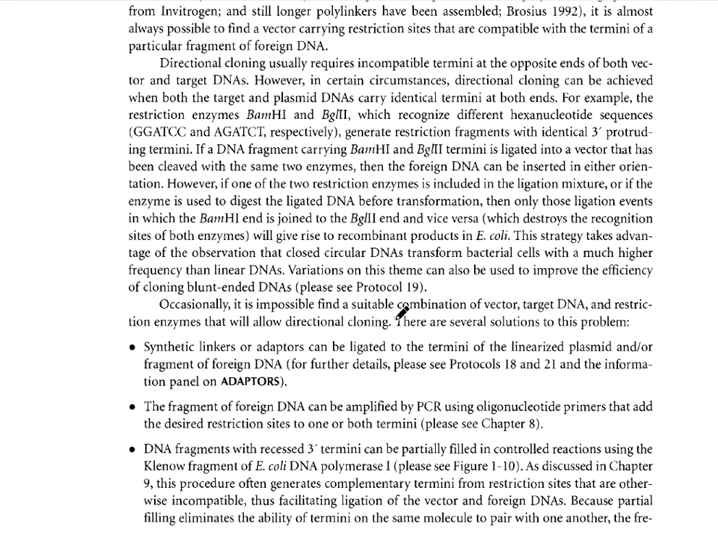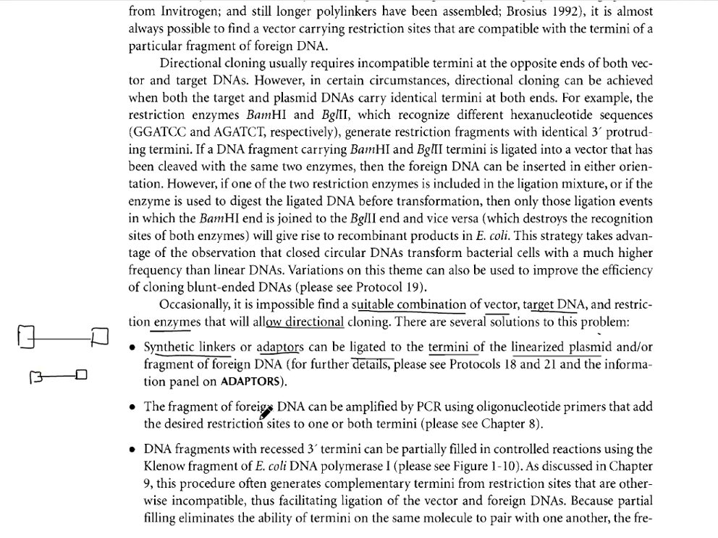Sometimes it is impossible to find a suitable combination of vector, target DNA and restriction enzymes which will allow directional cloning. So there are several solutions to this problem. What are the several solutions? We need to use synthetic linkers or adapters. This synthetic linker or adapter can be ligated to the termini of the linearized plasmid. When the plasmid is once linearized, there can be linkage of adapters or synthetic linkers onto the linearized plasmid or onto the DNA.